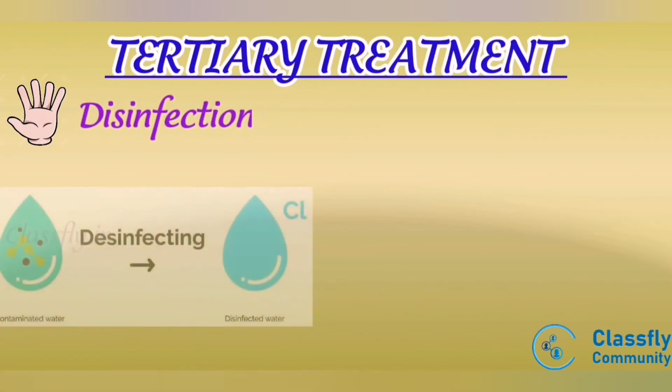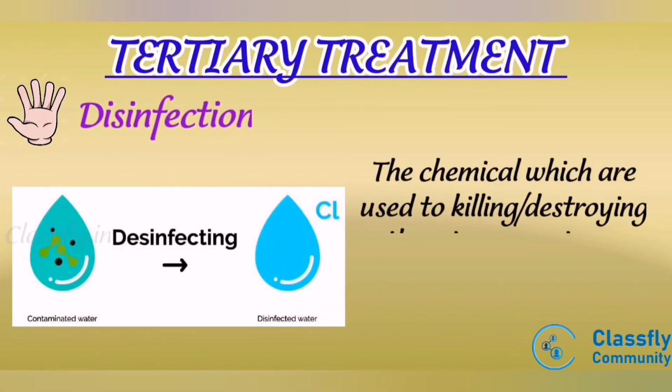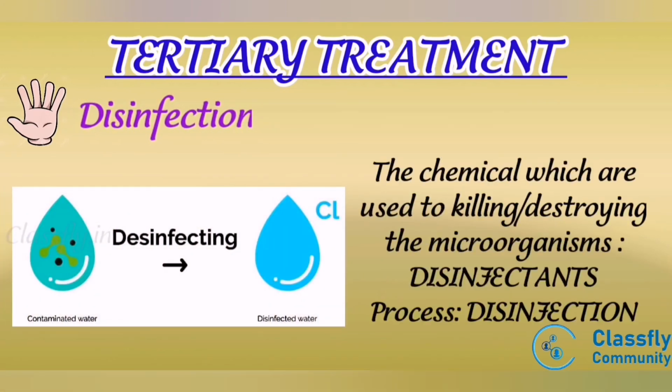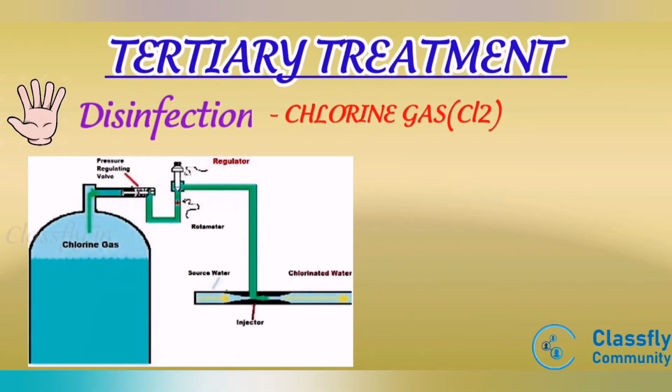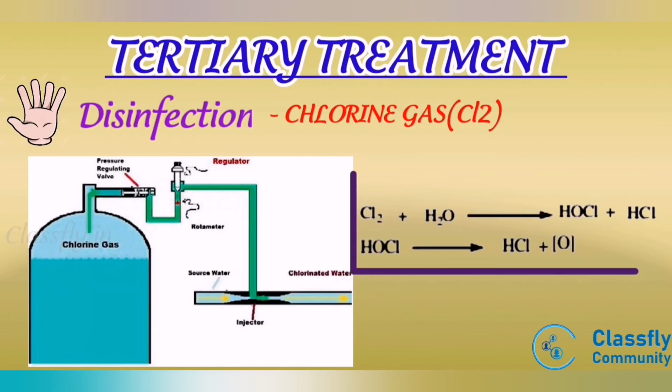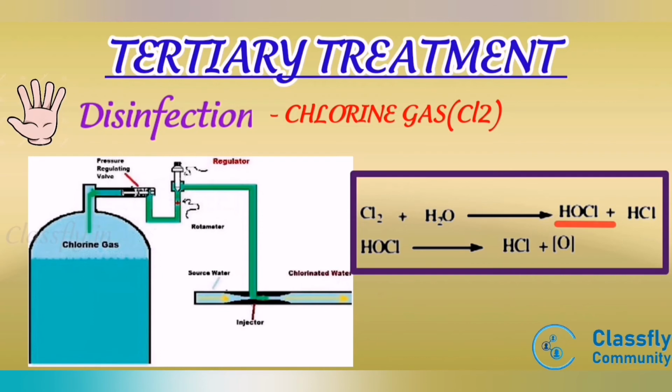Fifth method is disinfection. The chemicals which are used for killing or destroying microorganisms are called disinfectants. The process of killing microorganisms using chemicals is called disinfection. Disinfection with chlorine gas: disinfection is achieved by the addition of chlorine to water. Chlorine reacts with the water and liberates hypochlorous acid and nascent oxygen.